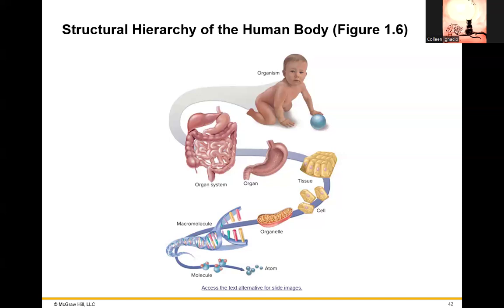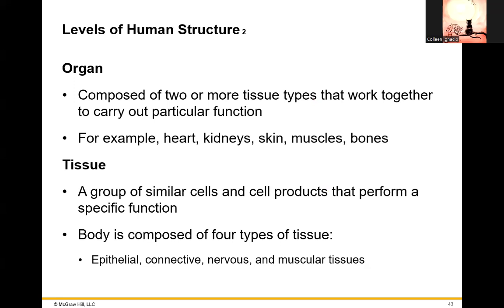This is something that you should be familiar with. This is something you're going to see again and again, and I can guarantee you this will be a test question. All right, so when we think about levels of organization, an organ is composed of two or more tissue types that work together to carry out a particular function or job. So an example of an organ could be the heart, the kidneys, the skin. By the way, the skin is the largest organ. It's the first line of defense against injury and infection. We think about muscles, we think about bones. Those are all examples of organs.